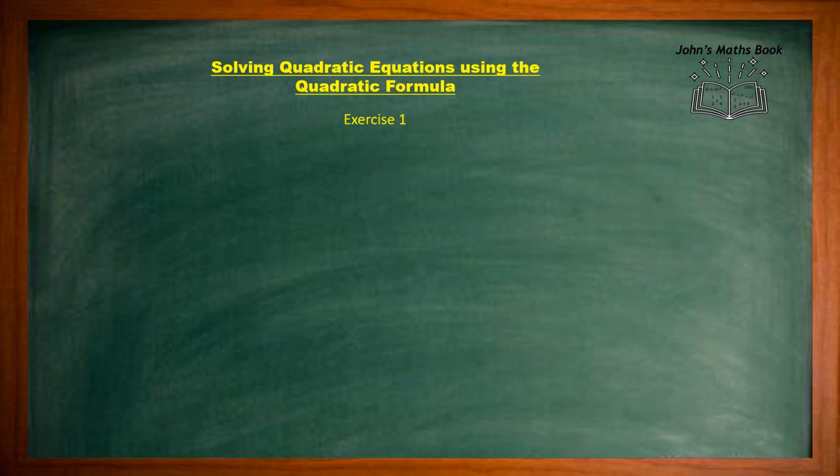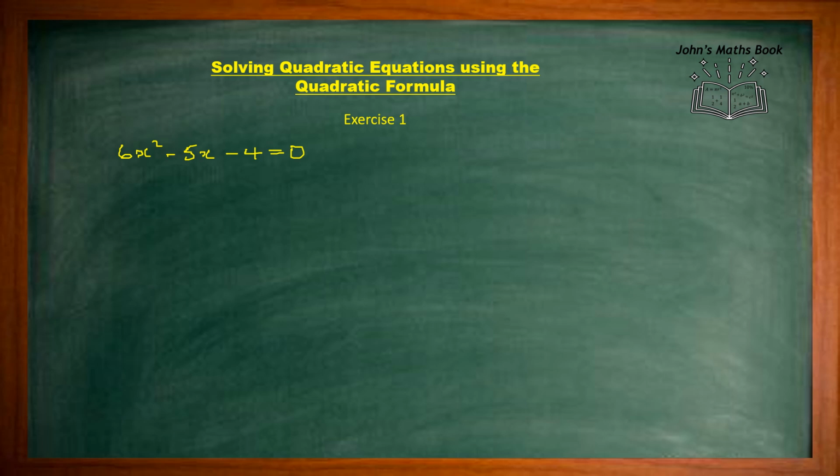So for exercise 1, solve the quadratic equation 6x squared minus 5x minus 4 equals 0 using the quadratic formula. So pause the video now and see if you can work out the answer.